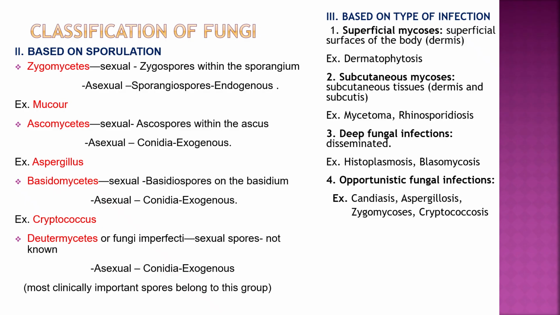Subcutaneous mycosis affects the dermis and subcutaneous tissue. Examples: mycetoma, rhinosporidiosis. Deep fungal infections are disseminated. Examples: histoplasmosis, blastomycosis. Opportunistic fungal infections are caused when immunity is lowered. Examples: candidiasis, aspergillosis, zygomycosis, mucormycosis, cryptococcosis.